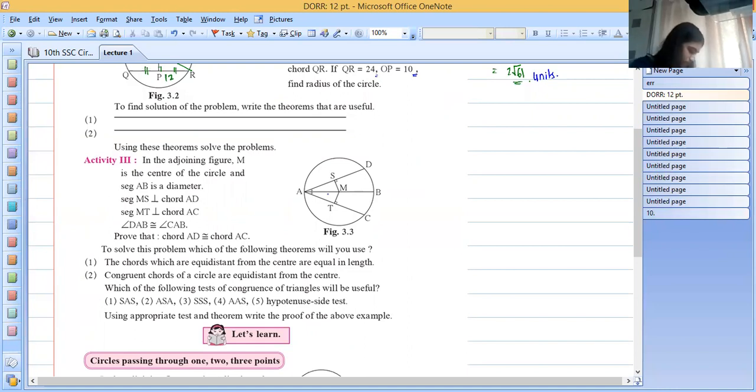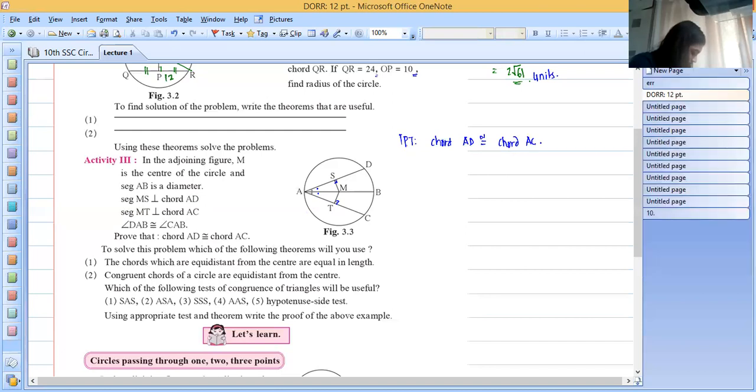Segment MS is perpendicular to AD. This is 90 degrees. Segment MT is perpendicular to AC. This is 90 degrees. Angle DAB is congruent to angle CAB. These two angles are the same. I have to prove that chord AD is congruent to chord AC. What do I have to prove? Chord AD congruent to chord AC. This is what I have to prove.